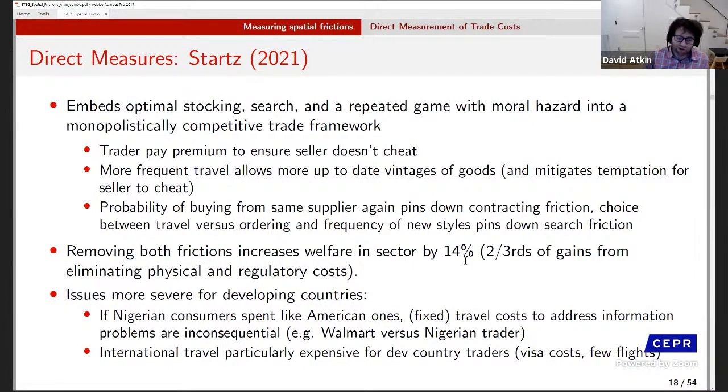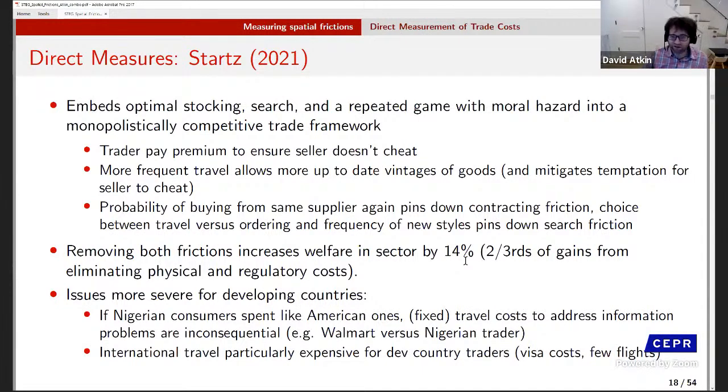And how travel interacts with this is that travel both allows more up-to-date vintages of goods to be purchased. You're able to see the latest things and buy them. It also mitigates the temptation for the seller to cheat. It's now less worthwhile for the seller to cheat if you're traveling regularly, since these order sizes are going to be smaller. And so they're optimally deciding how much to travel.